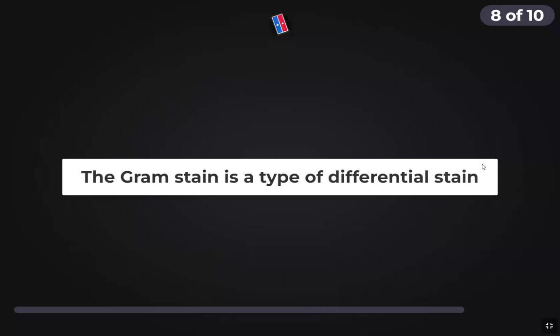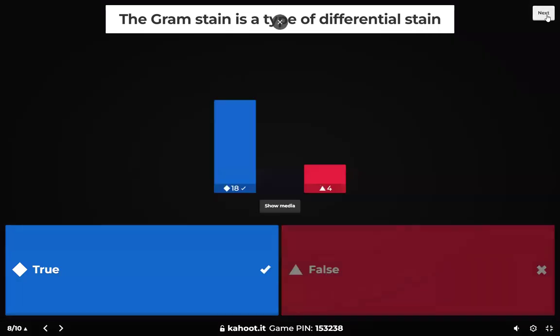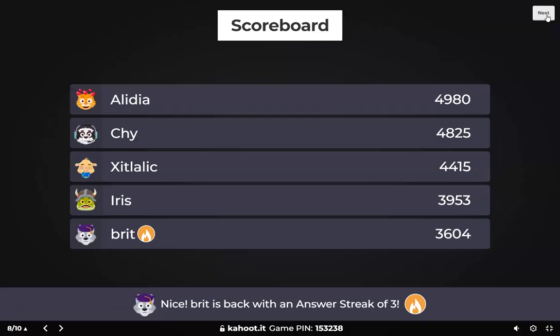All right, the Gram stain is a type of differential stain. This is actually a picture of a mixture of different kinds of bacteria with a Gram stain. We had a list of the different kinds of differential stains. We didn't go over them individually, and that's okay if you don't know them right off the top of your head now, because we're going to go over them in chapter 4 in detail. So you will get them for sure.